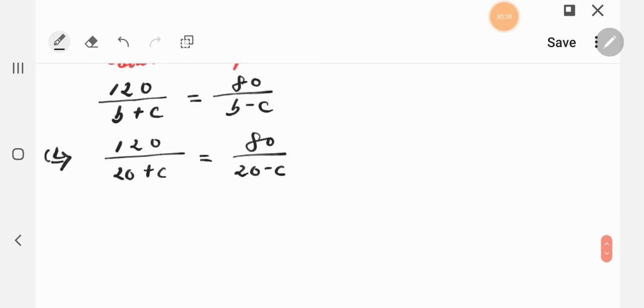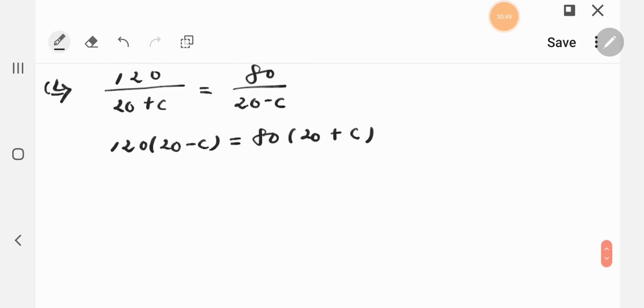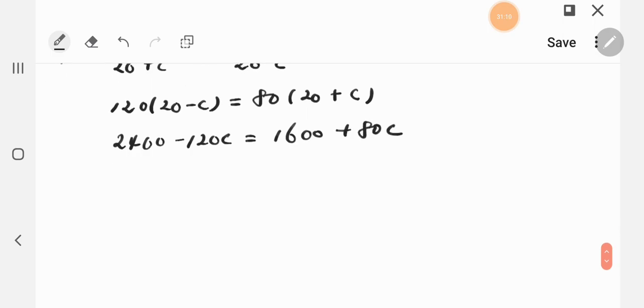Okay, let's cross multiply. 120 times 20 minus c is equal to 80 times 20 plus c. And then distribute. Actually, you can divide by 40. Okay, let's just distribute, not to make you confused. Then 1600 plus 80c, and then collect the like terms.